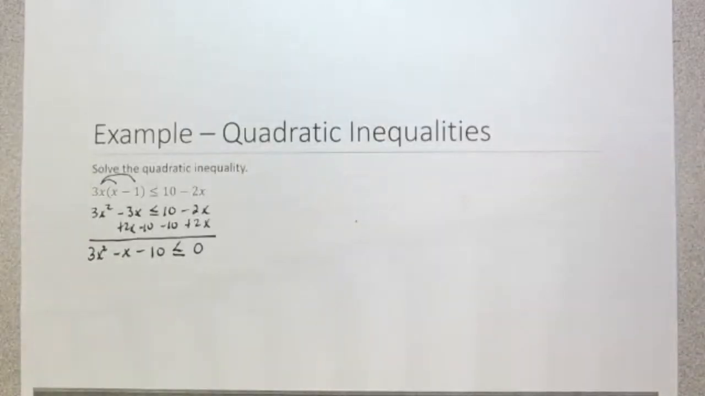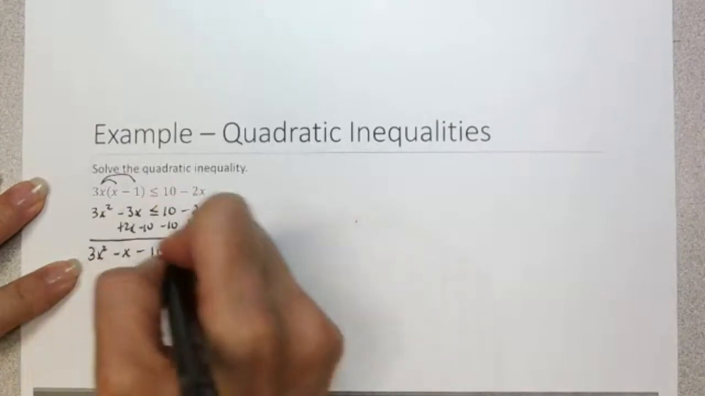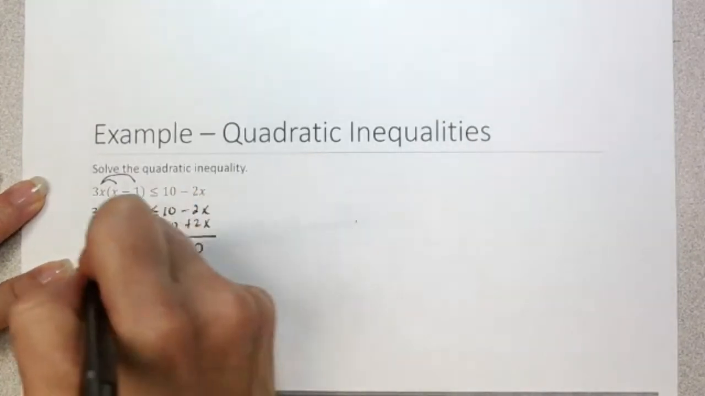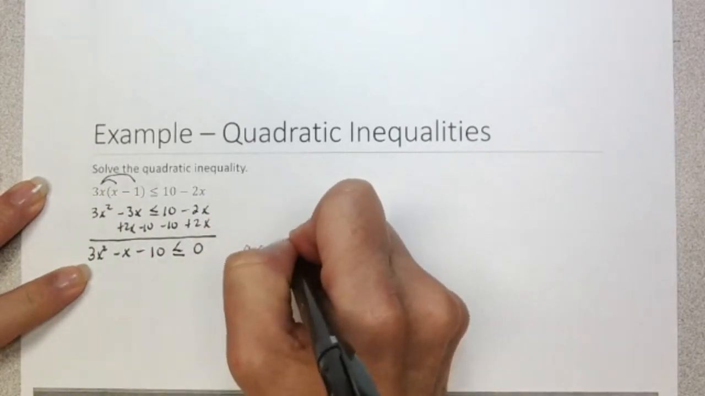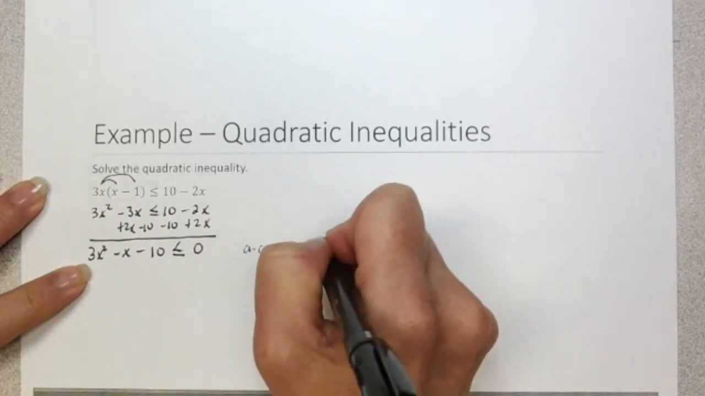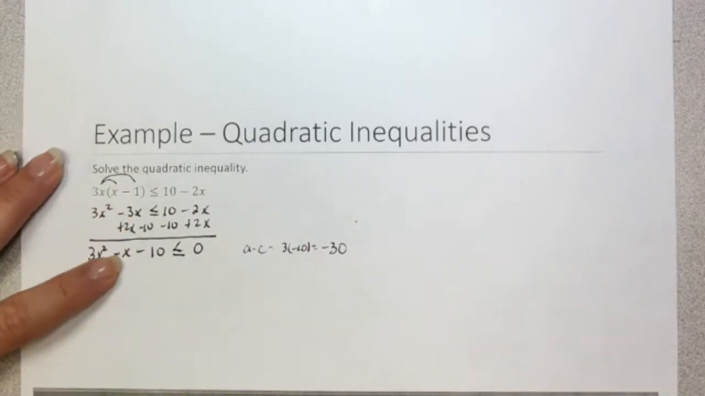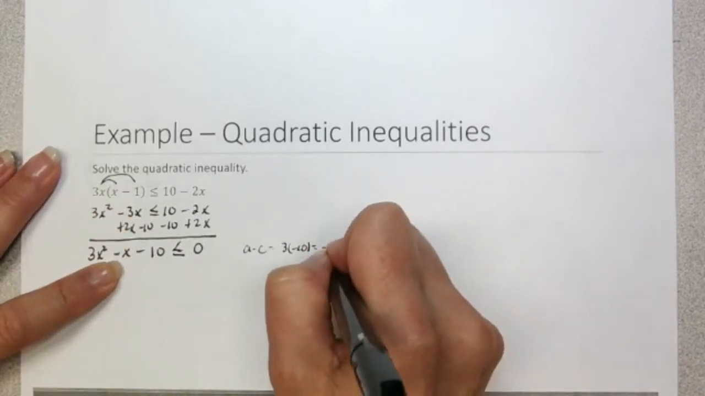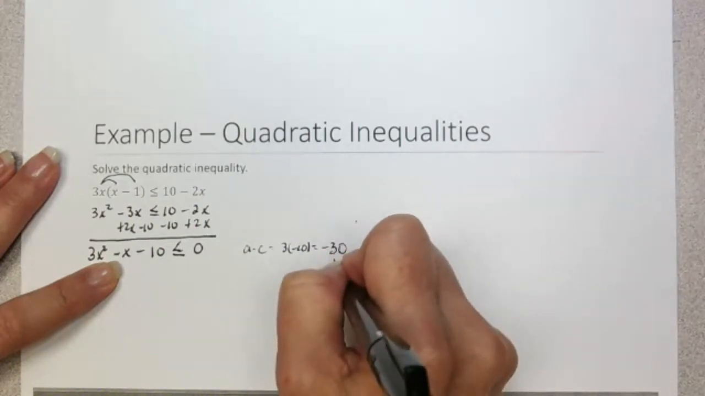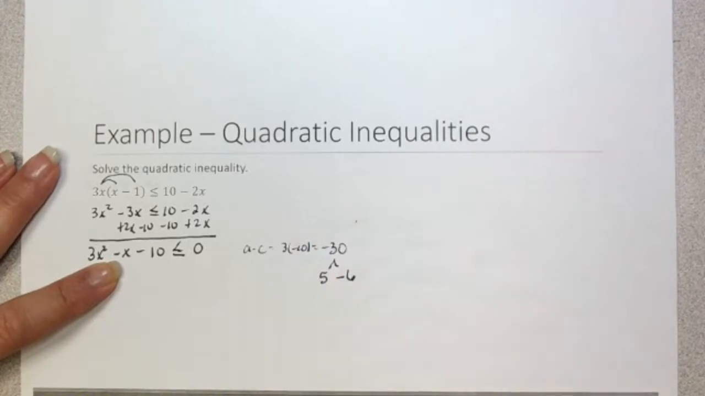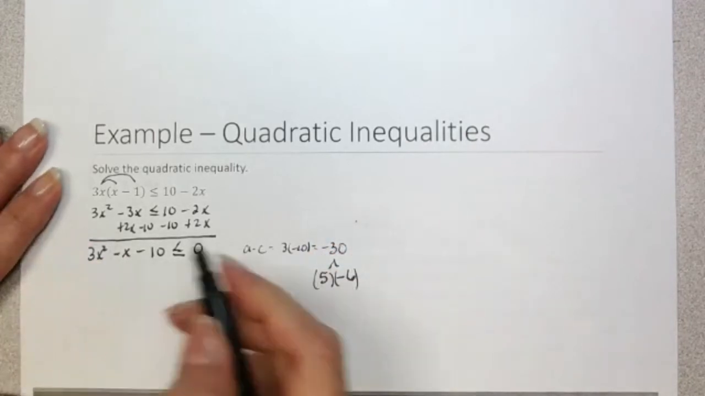So step 2 says factor. Let's see if it will. Will this one factor? Let's see. We'll have to use the AC method here. So A times C, that's 3 times negative 10, or negative 30. We want factors of negative 30 that add to negative 1. So I think that's going to be 5 and negative 6. 5 times negative 6 is negative 30, right? And 5 plus negative 6 is negative 1, the coefficient of x.